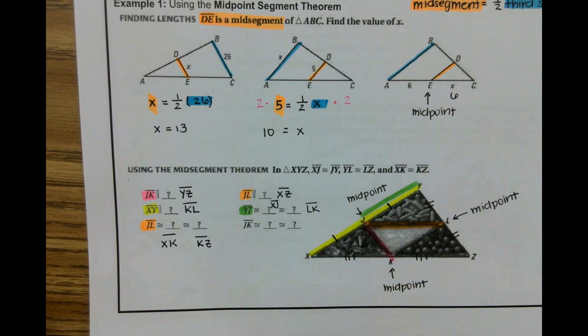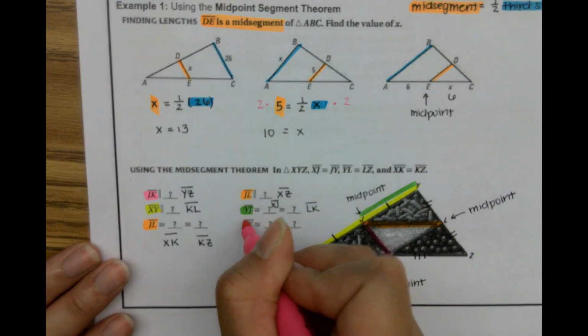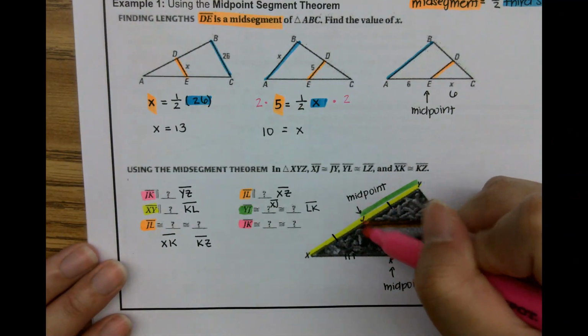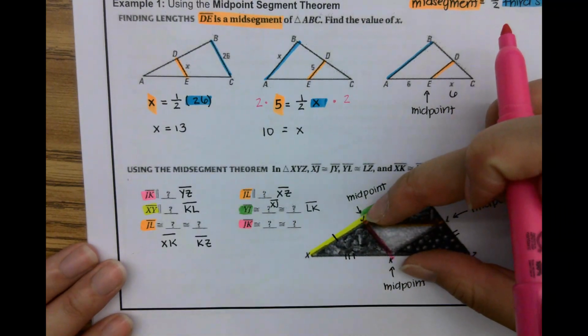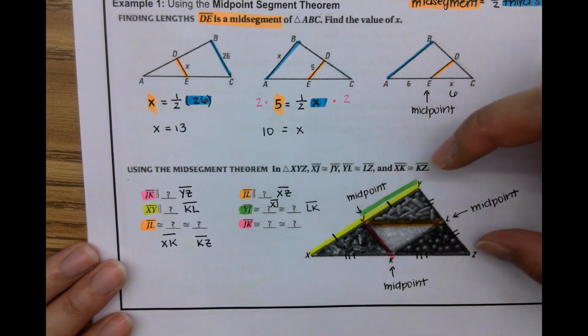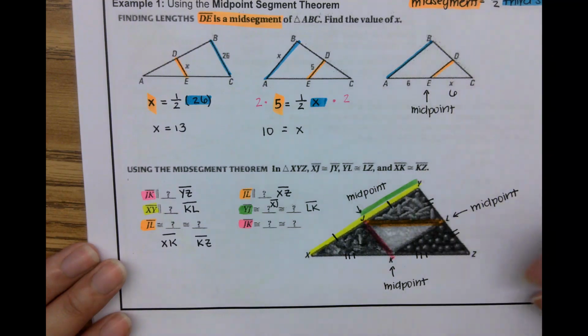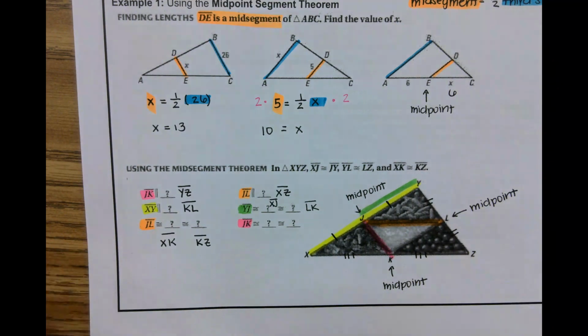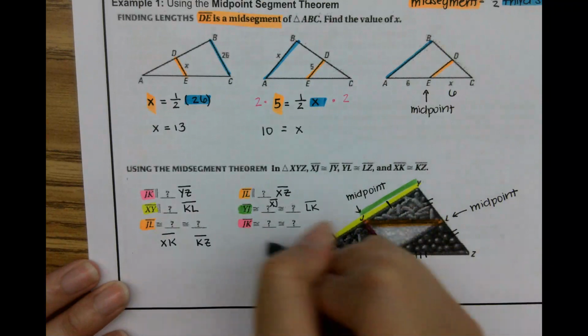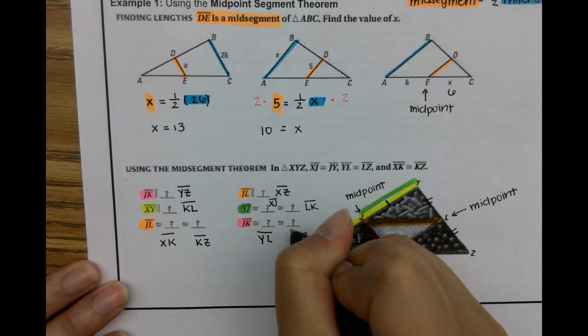And then the last one here is JK. JK is here. This again is a mid-segment because it goes from midpoint to midpoint. So the mid-segment is half of our third side. Half of this would be where the midpoint is, so that would be YL and this part here, LZ. So JK is congruent to YL and LZ.